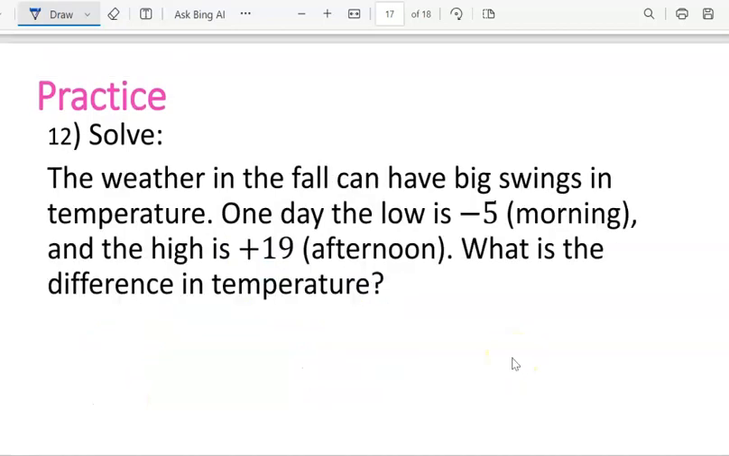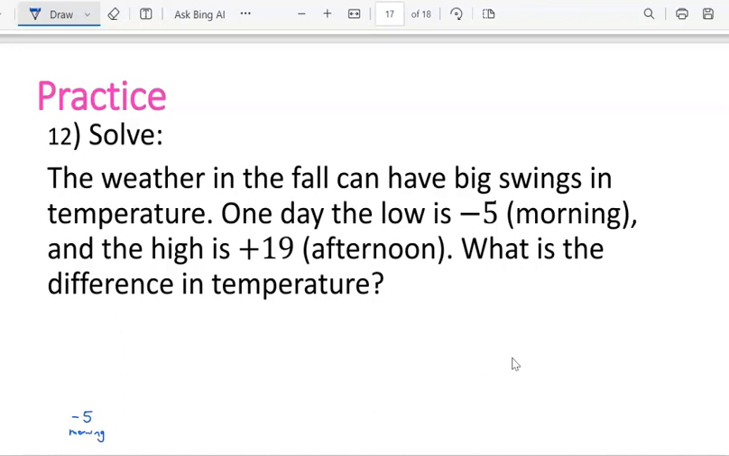For the last word problem, we're looking at the swings in temperature in the autumn or in the fall. And one day the low is -5 degrees in the morning and the high is +19. What is the difference in temperature? So what I like to do with these integer questions is draw it out. And we've seen this before. So I'm going to start at -5 in the morning.